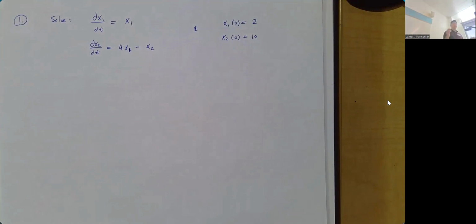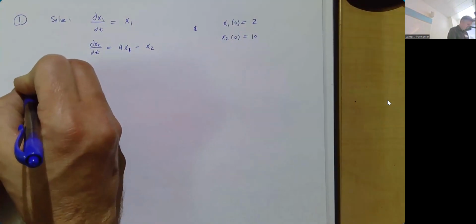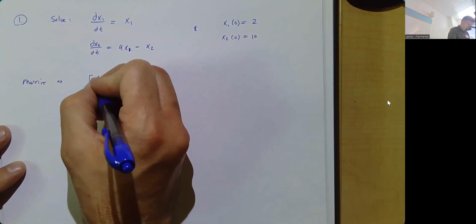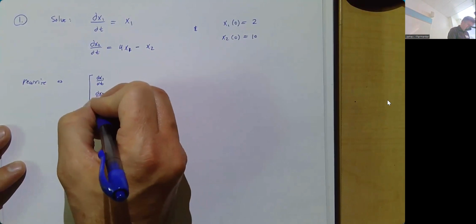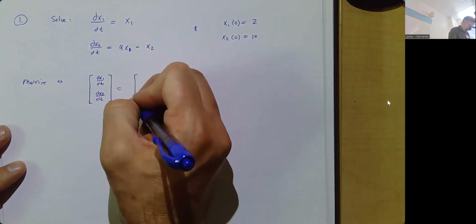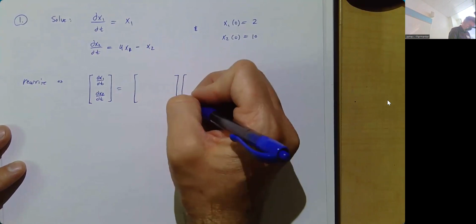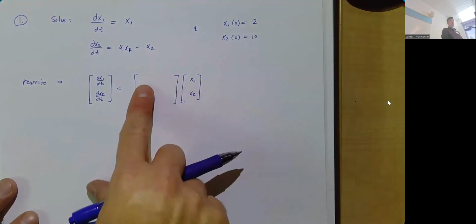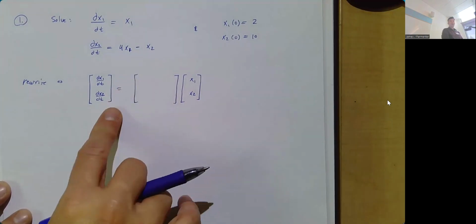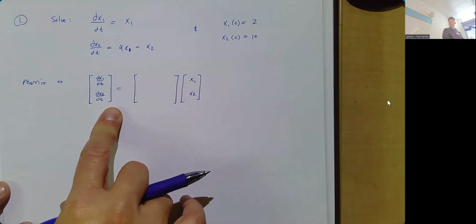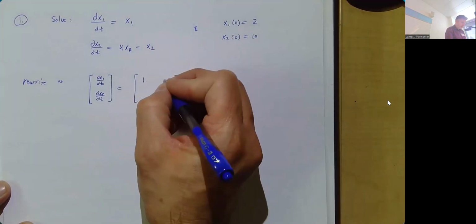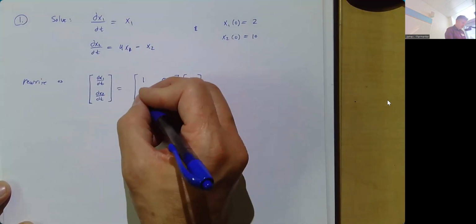So let's write the matrix equation. That's the first step. My matrix equation, we're going to rewrite it as the vector of derivatives, dx1/dt, dx2/dt, equal to the coefficient matrix, which we'll fill in in a second, times the variables x1, x2. The constants that go here are just the multiples of x1 and x2 in order. The multiples of x1 and x2 in the first equation are 1 and 0, and in the second equation are 4 and -1.